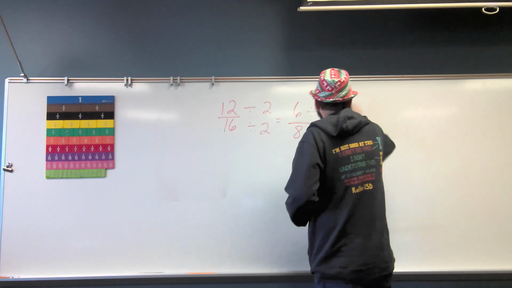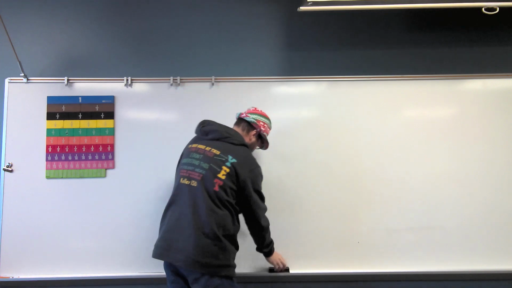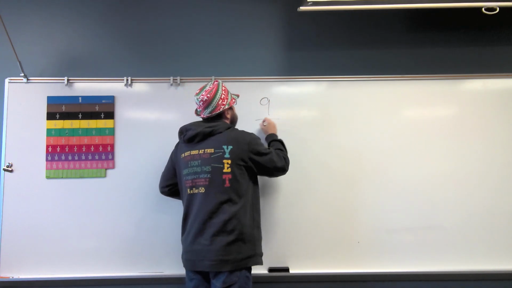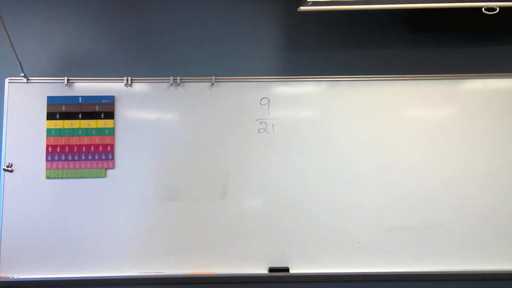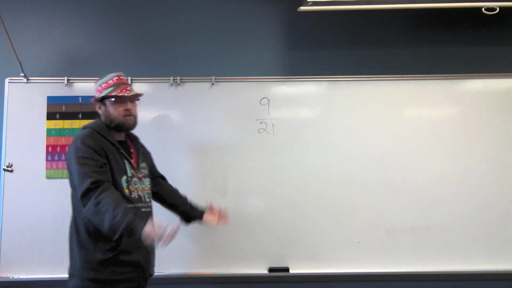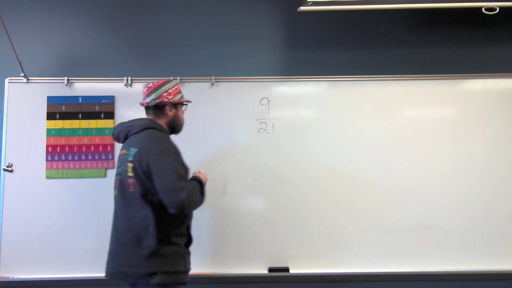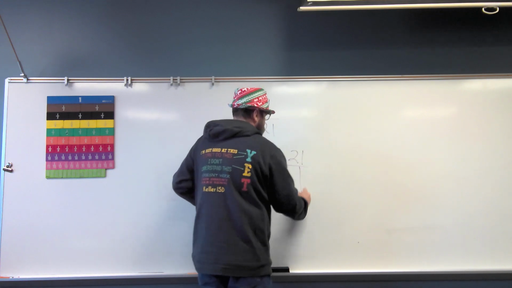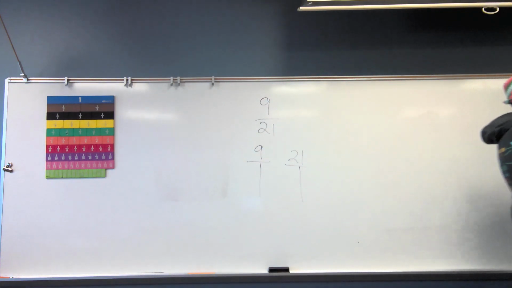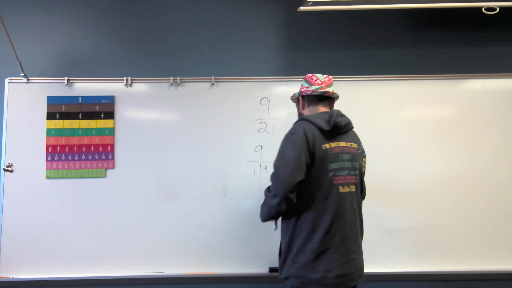So now let's look at a different one. Let's take 9/21. Now this one I'm going to show the steps to list all the factors, so that we've seen it both ways. So we're going to start with listing the factors of 9 and the factors of 21. The first thing we do is 1 and itself. So I'm going to do 1 and 9, 1 and 21.